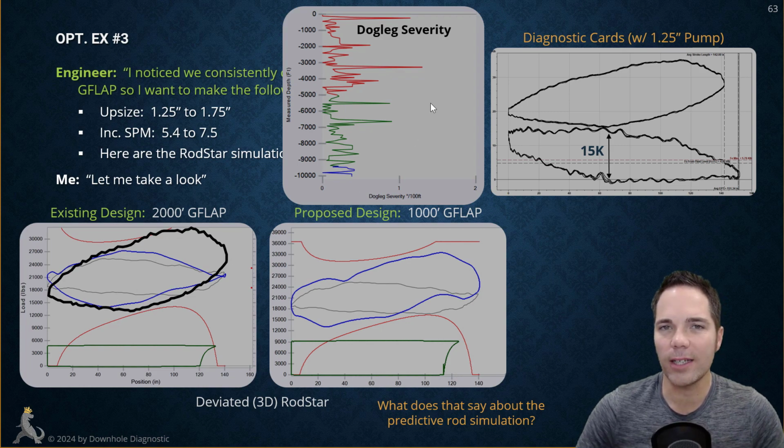And this is what it looks like for the dogleg severity on this particular well. So the dogleg severity is how many degrees it is changing in its direction. So this is looking at the deviation of the wellbore. It's degrees per 100 feet. So how much is it changing around? You can see they made a big mistake drilling this well.